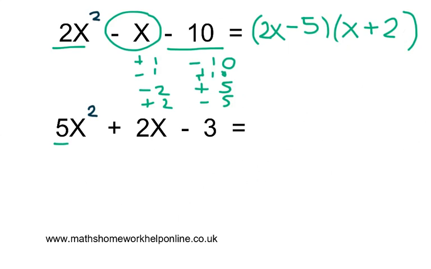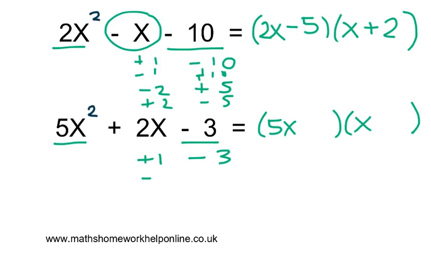So let's try the next one. Because it's 5x squared, we're going to have 5x in one bracket and x in the other bracket. And again, because it's minus, we know one will be positive, one will be negative. So let's think of ways of making 3. Because 3 is a prime number, the only way is 1 and 3. So 1 will be positive, 1 will be negative. So we could have plus 1 minus 3, minus 1 and plus 3. So that's good. We just need to work out which way round it will go in order to make 2.